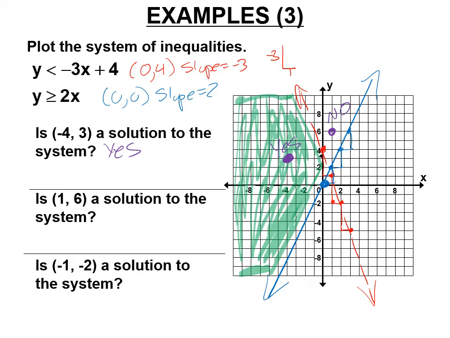Is (-1, -2) a solution? (-1, -2) is right on the solid blue line, and that's the edge of this shaded area. So that's a yes. So if a point is on a solid line, it's a solution. If a point is on a dashed line, it is not a solution.